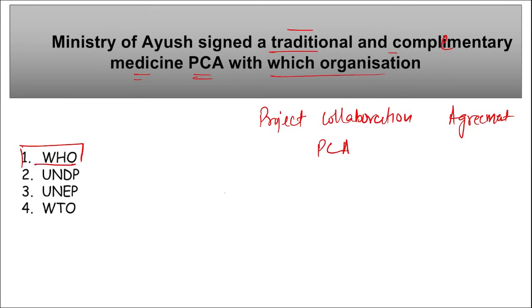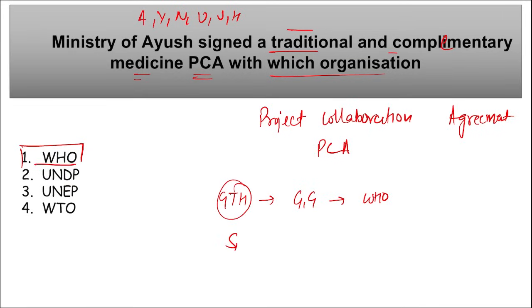And if you remember, if we talk about Global Traditional Hub, this will be set up where? In Gandhinagar, Gujarat, and this will be set up with the help of WHO only. If we talk about Ayush here, what does Ayush full form stand for? Ayurveda, Yoga and Naturopathy, Unani, Siddha and Homeopathy. Correct? This PCA agreement was signed during an event that was held in Geneva, Switzerland.